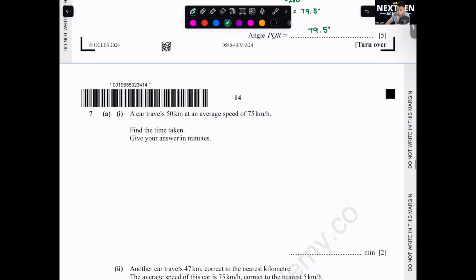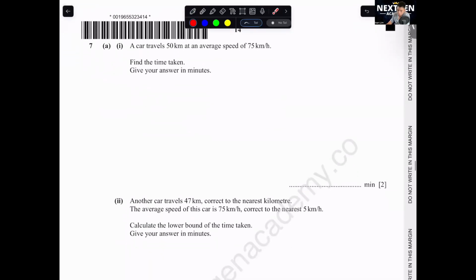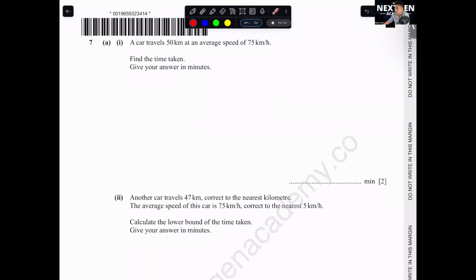All right, we're going to continue on the second part of May-June 2024, paper 4-3. Let's go to question 7-8. A car travels 50 km at an average speed of 75 kilometers per hour. Find the time taken. Give your answer in minutes.